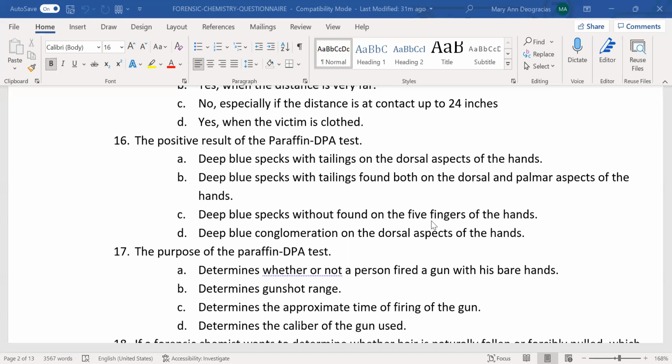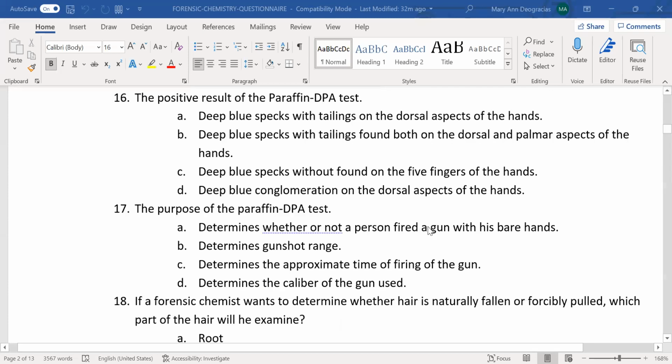Alright. Number 17 na tayo. Alright. What is the purpose of the DPA paraffin test? Ito, madaling question yan. Bonus question. Answer? Hindi nyo ba talaga ako nakikita? Nakabukas, naka-on cam na ako. Okay, letter A. So, determines whether or not a person fired a gun with his bare hands.